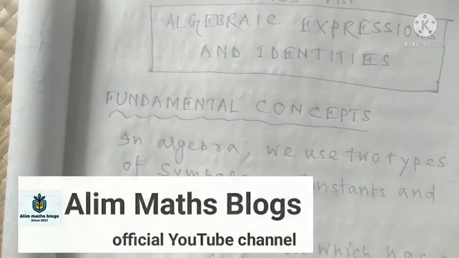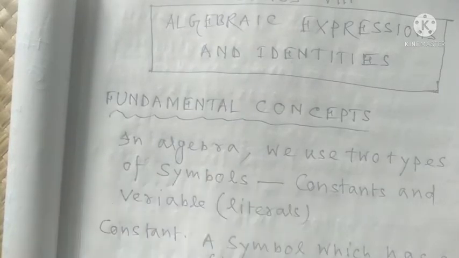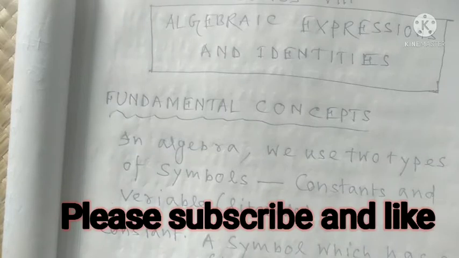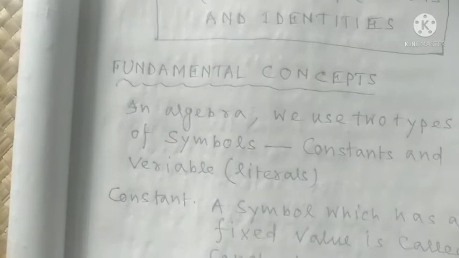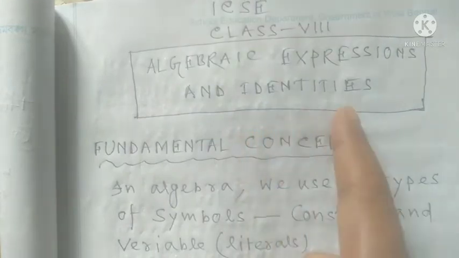Today I am going to explain chapter number 6 for class 8, which is algebraic expression and identities. So in this video I want to explain this chapter. First of all, you have to read the chapter: algebraic expression and identities.